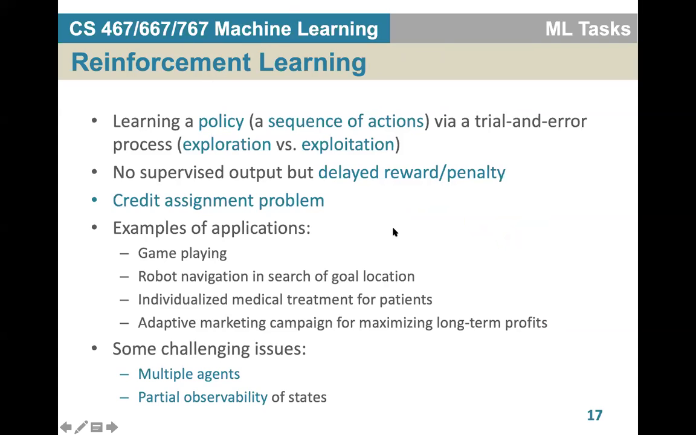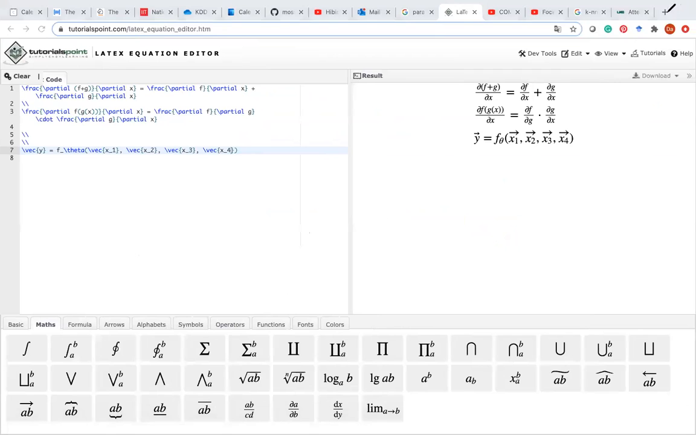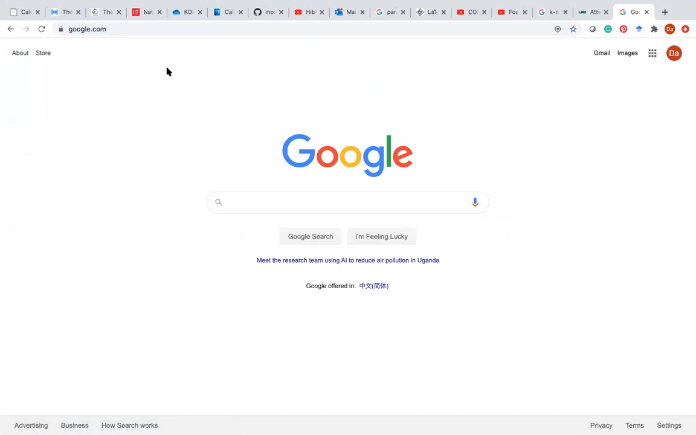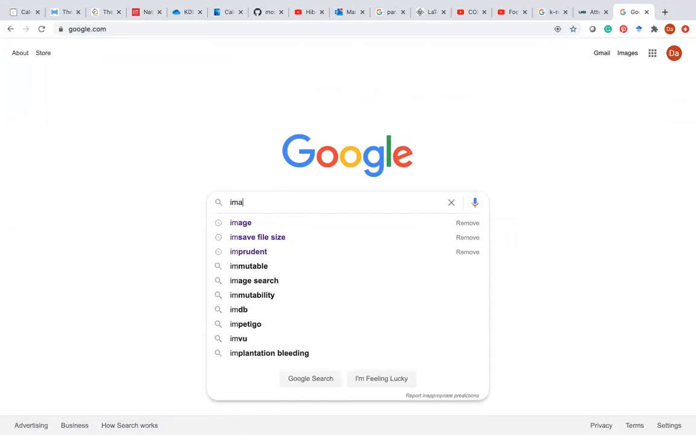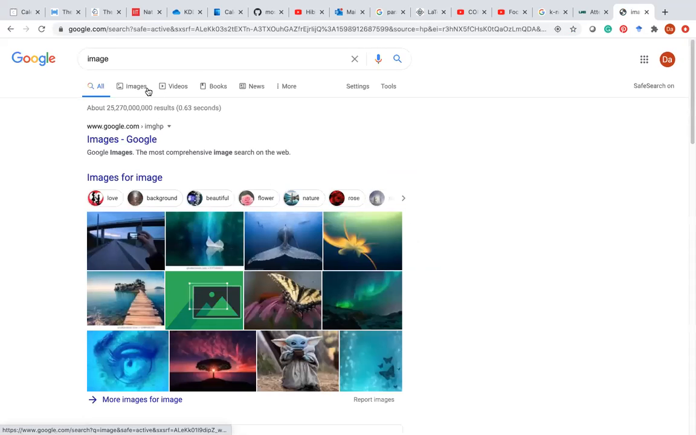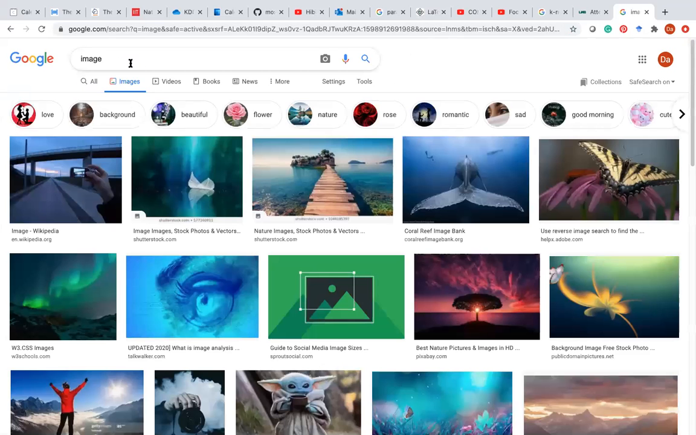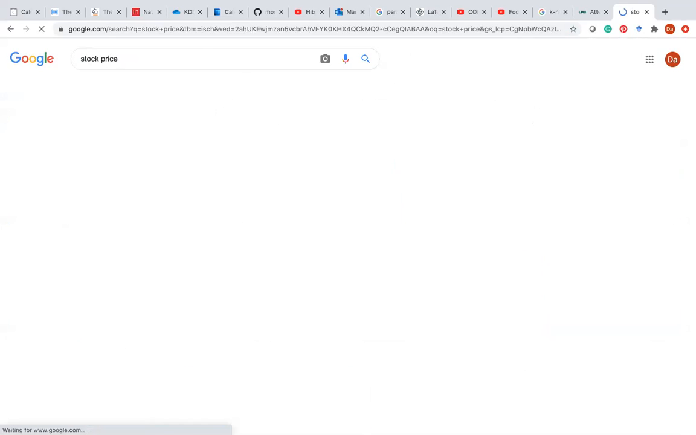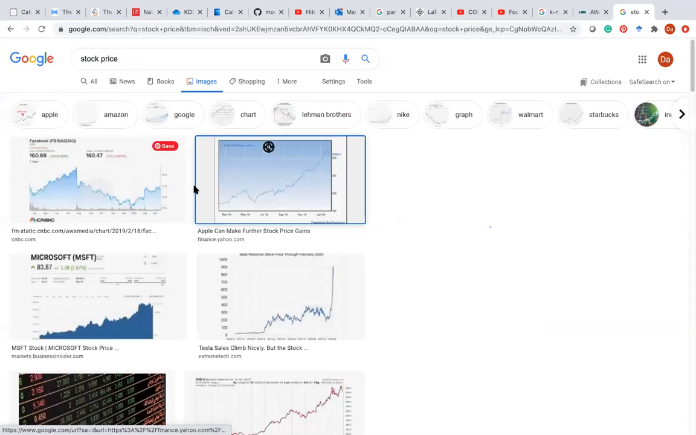A student asked me about the key difference. One simple example is, let me see, an image. So here we are defining our problems. For example, if you want to do stock price prediction, you will see something like this.